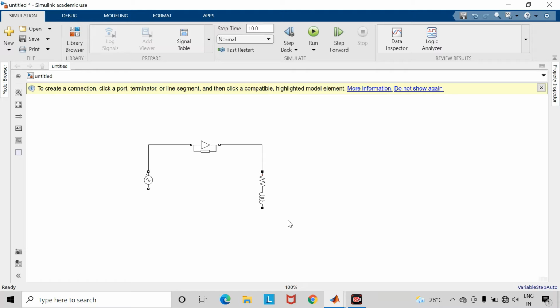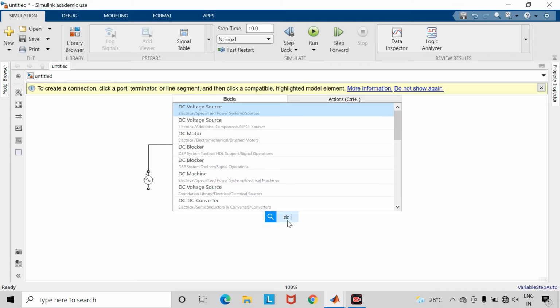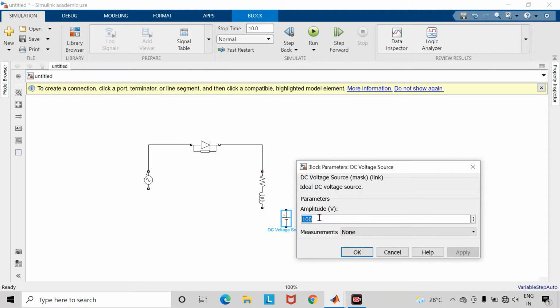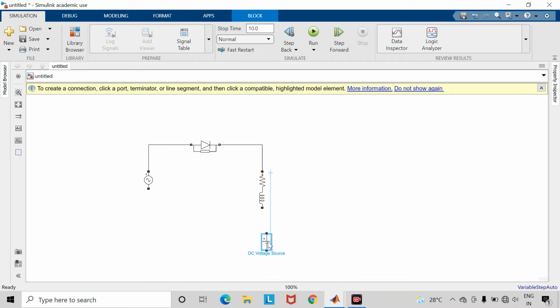To create RLE type of load, I will take DC voltage source. Change the amplitude to 48 volts. You can choose any value as per your requirement. Do the connections.